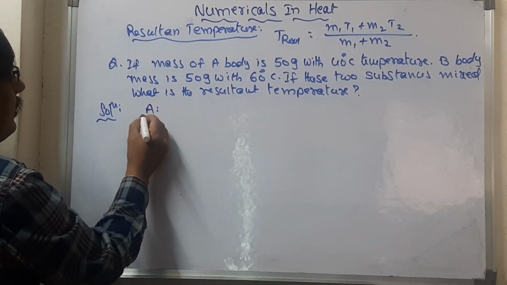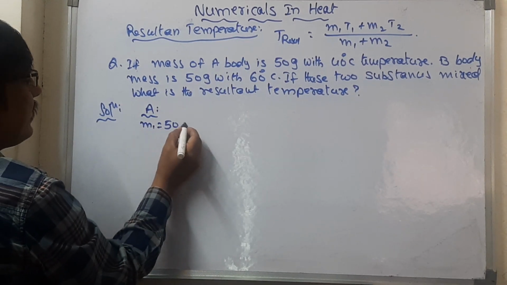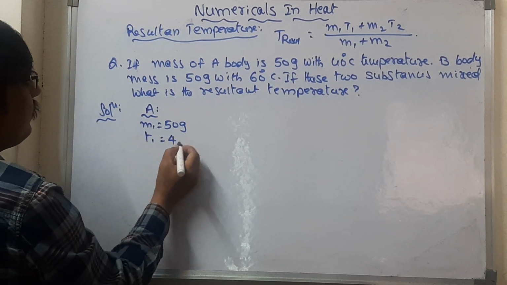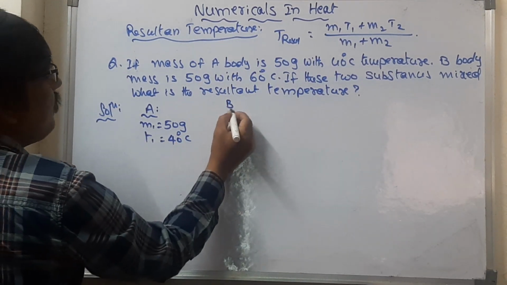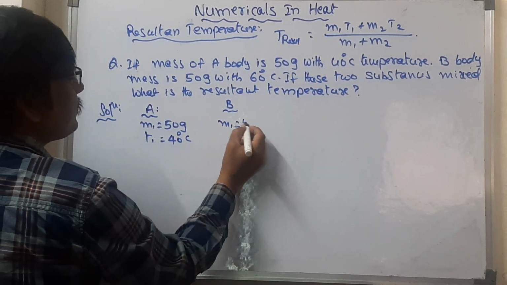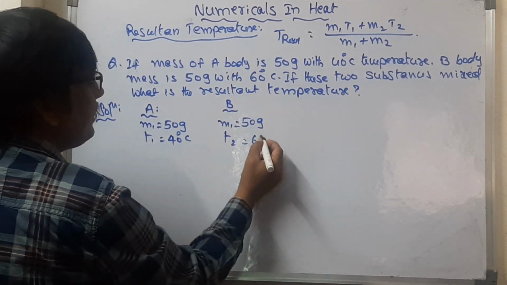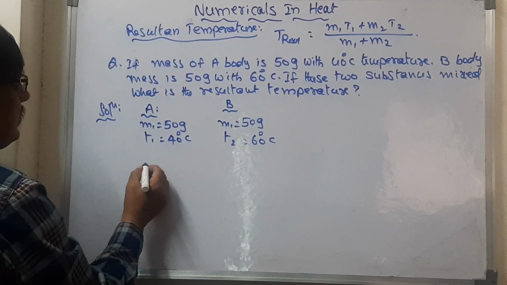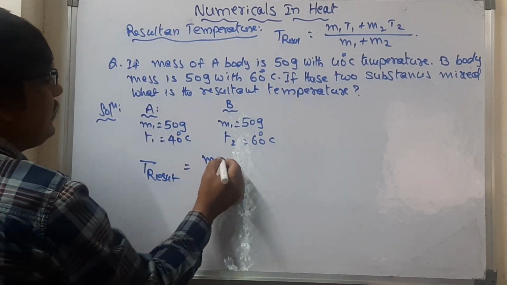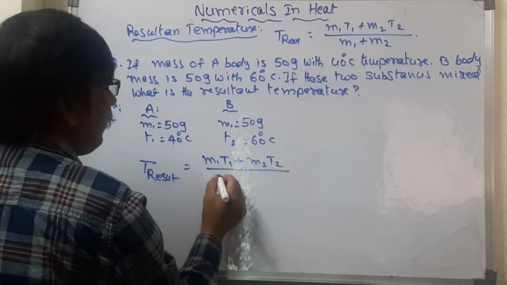A body data. What is the A body? Mass is 50 grams. Temperature is given as T1 equal to 40 degrees Celsius. B body mass is 50 grams. Temperature is given as 60 degrees Celsius. So what is the resultant temperature? T resultant. We have the formula: M1 T1 plus M2 T2 by M1 plus M2.